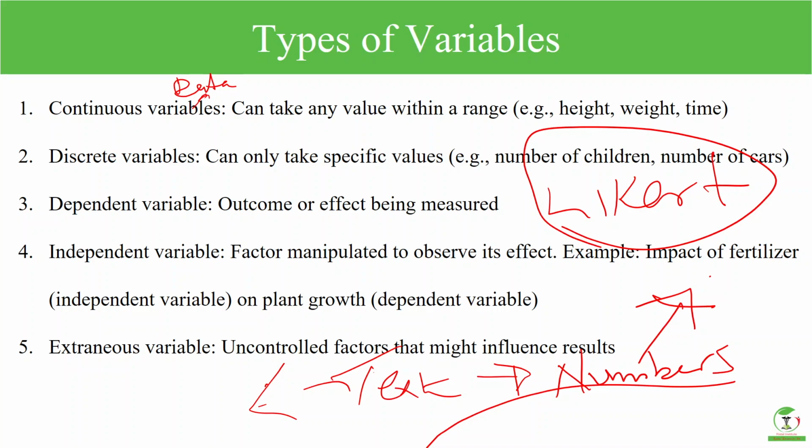Discrete variable is particular values. You can't say that I have 1.2 computers. No, it has to be one computer or two computers or three computers. So you can't say I have 1.8 children. No, you can say I have two children or one child. So that is a discrete variable. It's a discrete number. And then we come to dependent variable and independent variable.